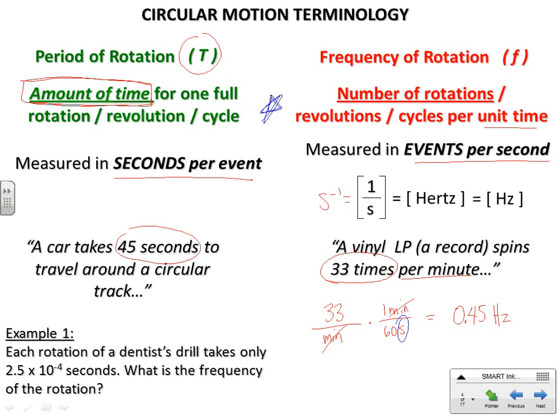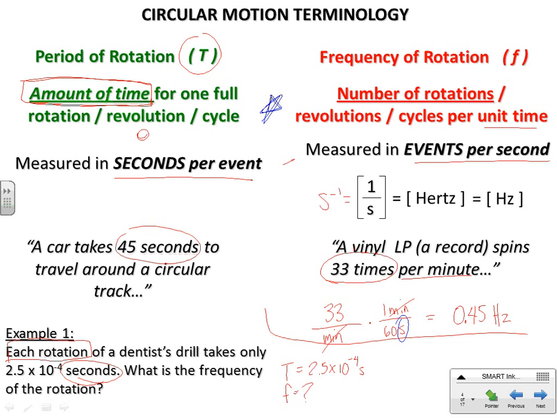They'll show up in a bunch of questions, like this one. Each rotation of a dentist's drill takes that many seconds. What's the frequency? Well, notice that this is an amount of time, and notice it's each rotation, one rotation. So that is a period. We have a period of 2.5 times 10 to the negative fourth seconds. And the question is, what's the frequency?